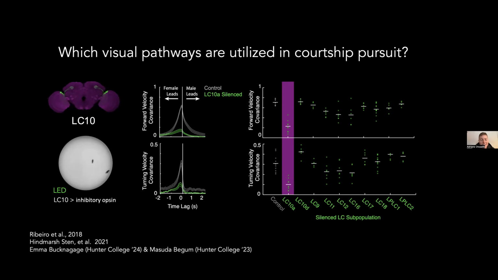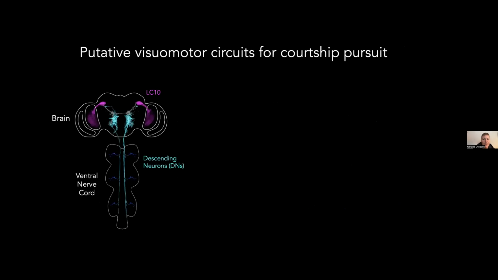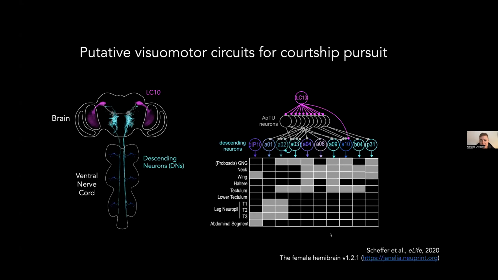So with this knowledge in hand, I decided to map putative visuomotor circuits by looking at the neurons that are downstream of LC10. So I decided to pay particular attention to these descending neuron populations, which descend from the central brain into the ventral nerve cord, where motor centers that control the different appendages of the animal reside. And in order to do this, I took advantage of the female hemibrain, which is a publicly available connectome for those who work in Drosophila.